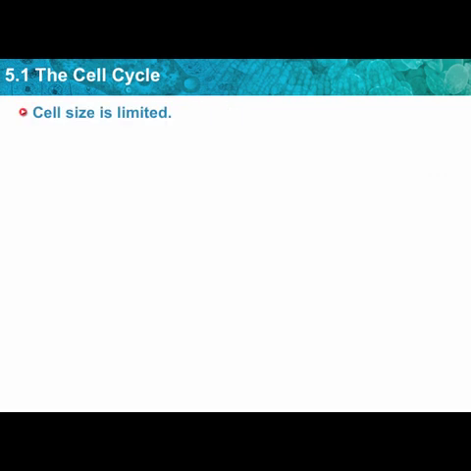The cell size is limited. It can only get so large. If it starts to exceed that, it has trouble servicing itself from the outside. The volume increases faster than the surface area. The internal area is the volume. It increases faster than the surface area, and that's the area where things get moved out of the cell or moved into the cell, the surface area.